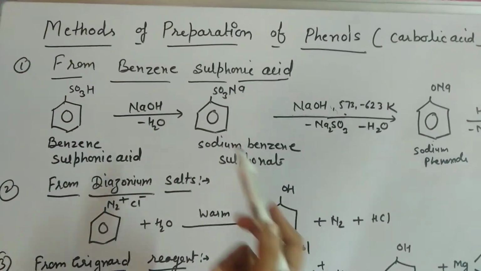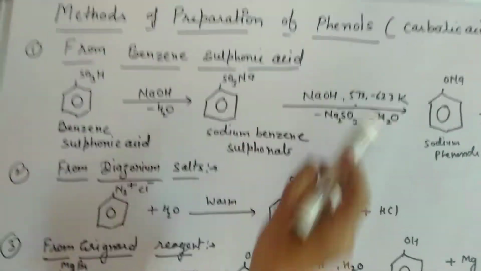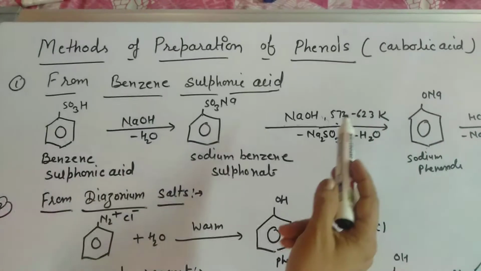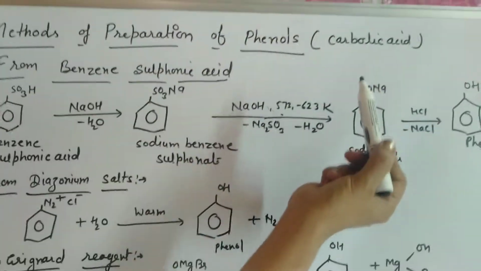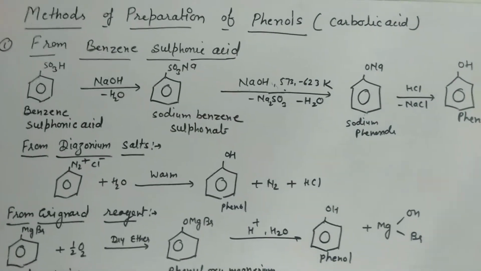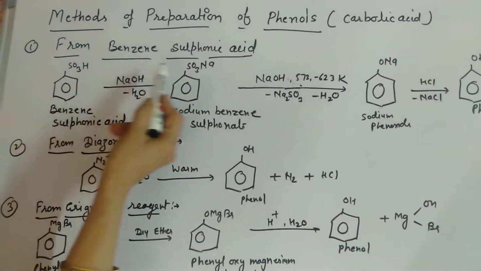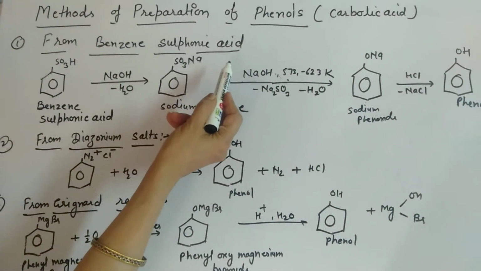Today we will discuss the methods of preparation of phenols. Phenol is also known as carbolic acid. It is an aromatic alcohol. First, preparation from benzene sulfonic acid.